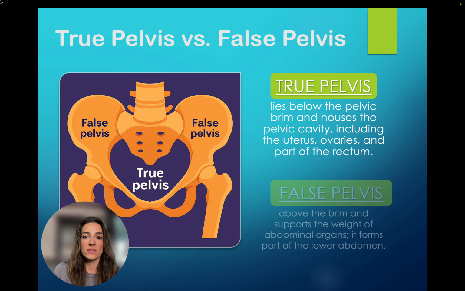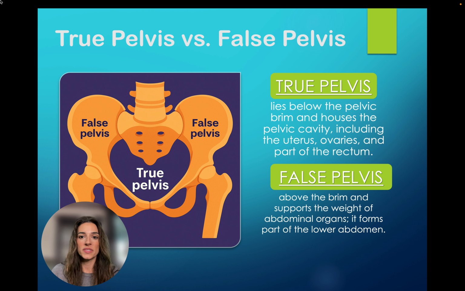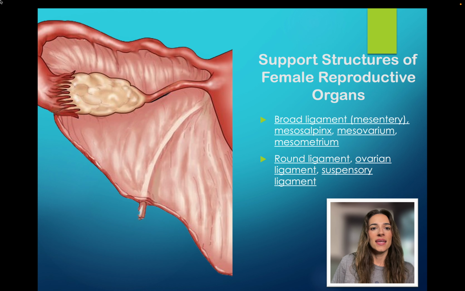Above it is the false pelvis, a broader, more open space that isn't fully enclosed by bone. It supports abdominal organs like parts of the intestines and helps distribute body weight to the lower limbs. So think of it like a funnel. The false pelvis is the wide top, open and supportive, and the true pelvis is the narrow bottom, protective and essential during childbirth. Now let's look at how the internal reproductive organs stay in place, because they definitely don't just float freely inside the body.